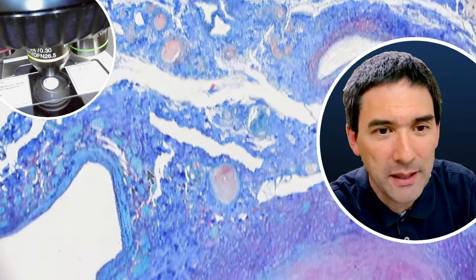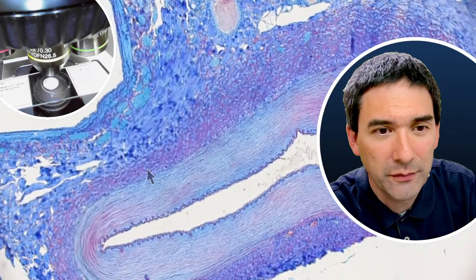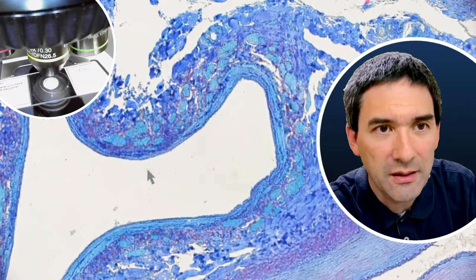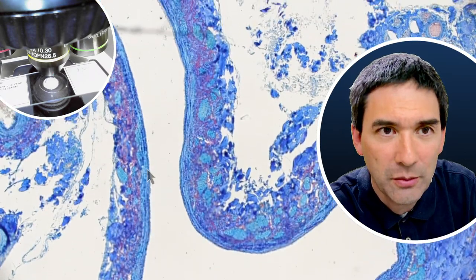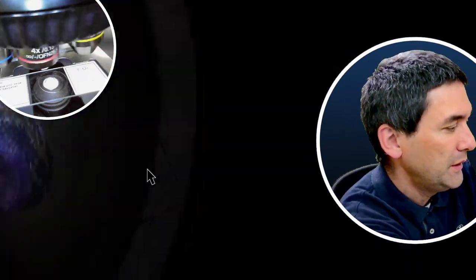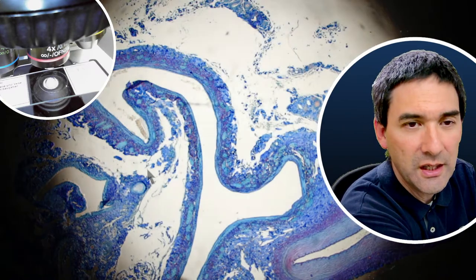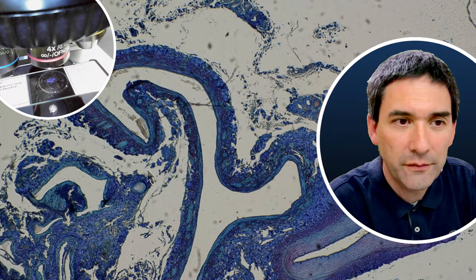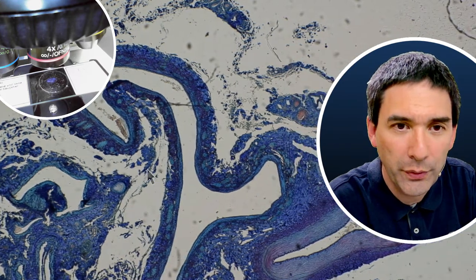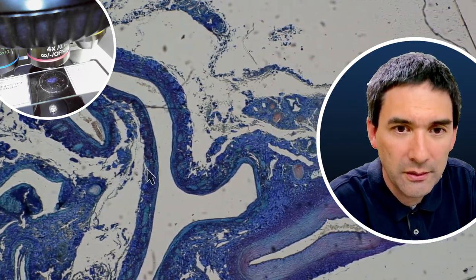Again, it doesn't really matter. And I wonder if you're able to detect the artery and the vein. Remember, arteries are those blood vessels that carry blood away from the heart, and veins are those blood vessels that carry blood to the heart. As a matter of fact, you're able to see both of them here.